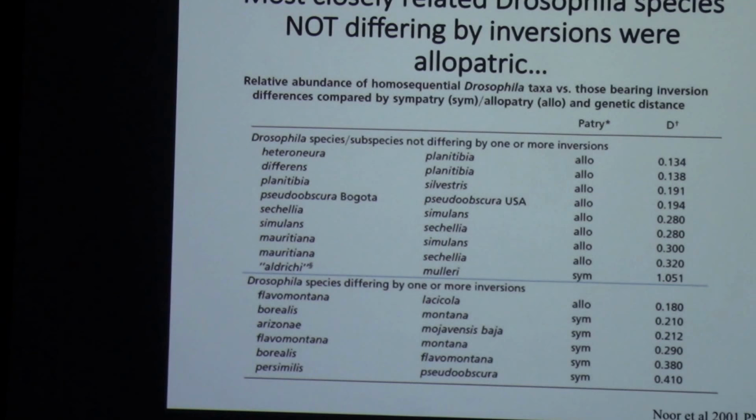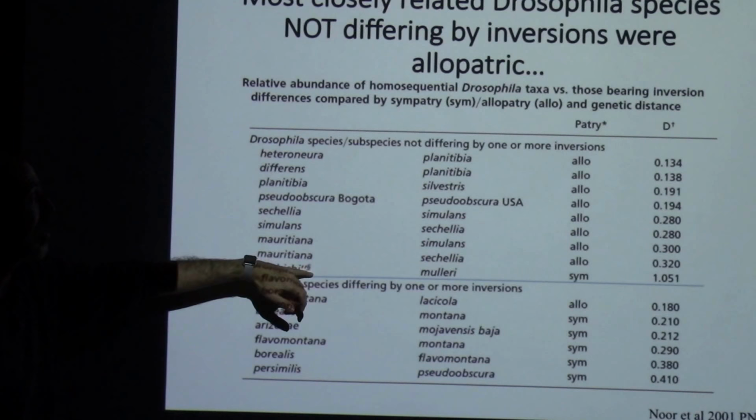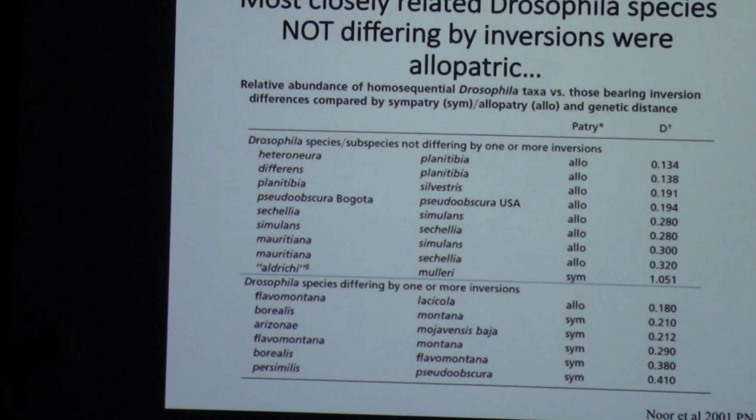There's a great literature review by Coyne and Orr looking at reproductive isolation in a bunch of different Drosophila species, so we tapped their data set. And I split up the top set here. This is just pairs of species that do not differ by inversions. And these are just pairs of species that do differ by inversions. And they're all similar genetic distance.